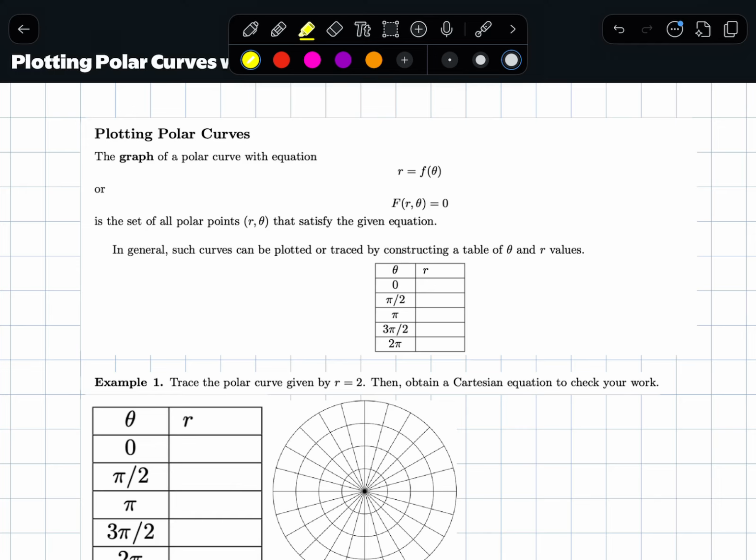All right, let's talk about plotting polar curves. This can be a little bit challenging, so take a deep breath. Let's go over this together.